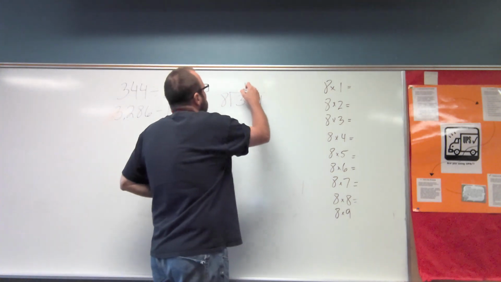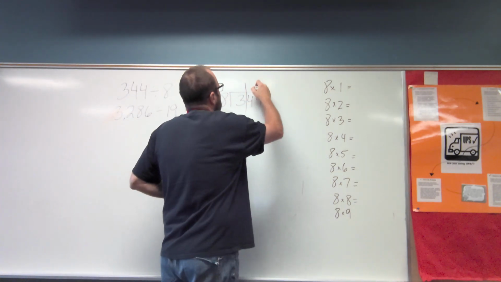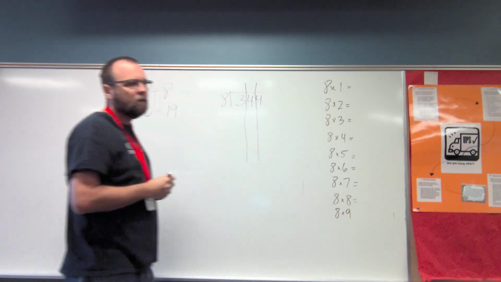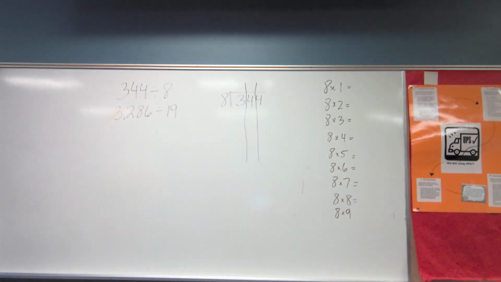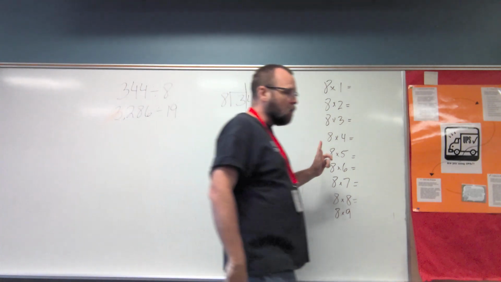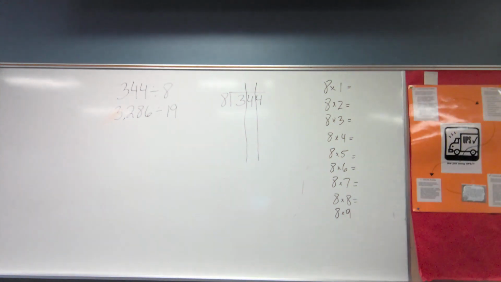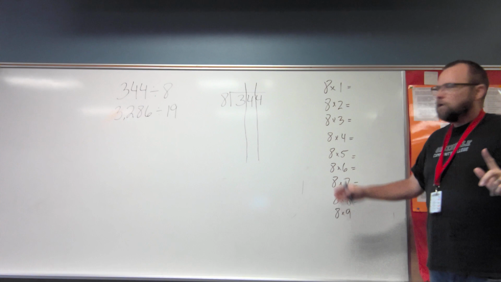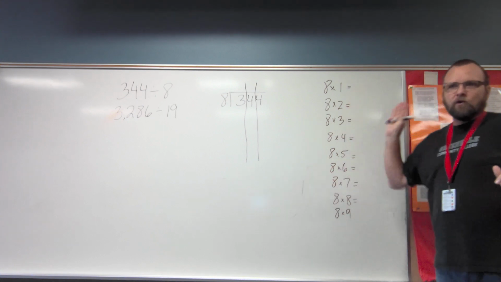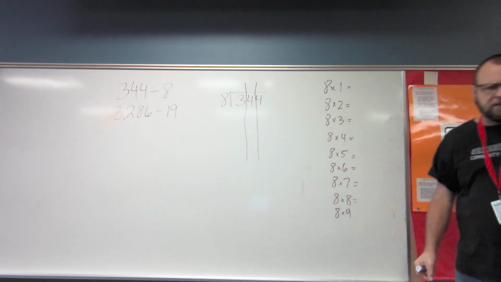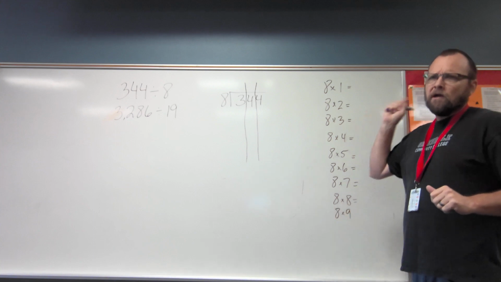So I like to divide it up like this. It helps me know where what goes. And then I'm going to do the hardest part of division. The hardest part of division is listing your multiples of your divisor. That is the hardest part of division.